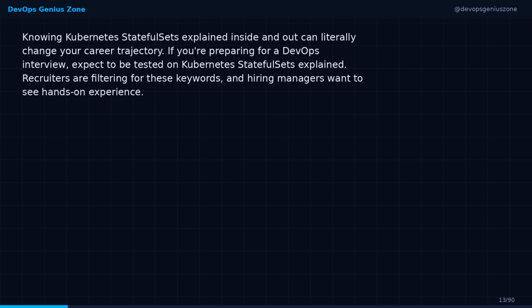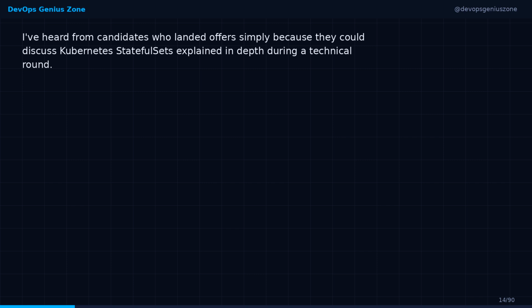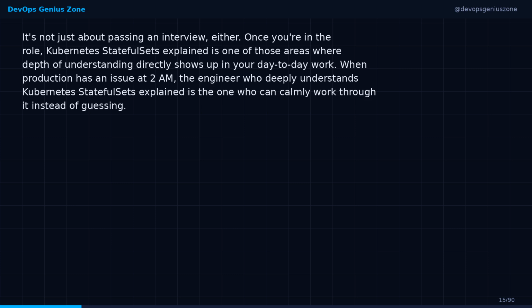Once you're in the role, Kubernetes StatefulSets explained is one of those areas where depth of understanding directly shows up in your day-to-day work. When production has an issue at 2 a.m., the engineer who deeply understands Kubernetes StatefulSets explained is the one who can calmly work through it instead of guessing. That reputation follows you. It's how junior engineers get trusted with bigger systems, and how mid-level engineers get considered for senior roles. Companies promote people who reduce risk, not people who just keep things running by luck.